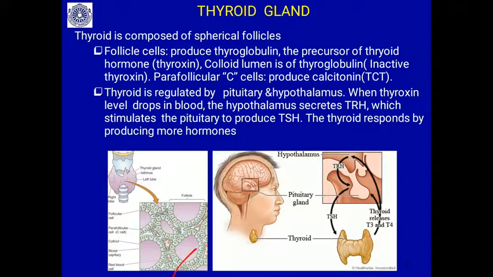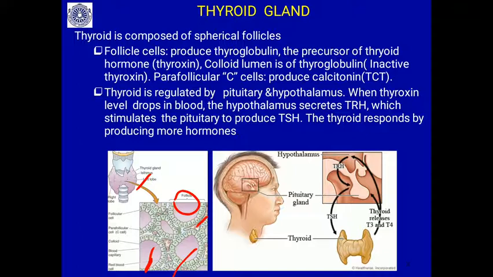If you observe the histology under a microscope, you can see rounded follicles lined with cuboidal epithelial cells. These follicle cells produce inactive thyroxine in the form of thyroglobulin. It is a colloidal substance that fills the lumen of the follicle.